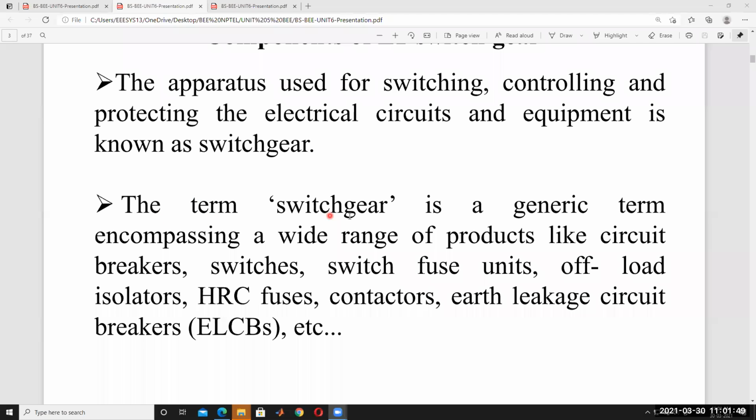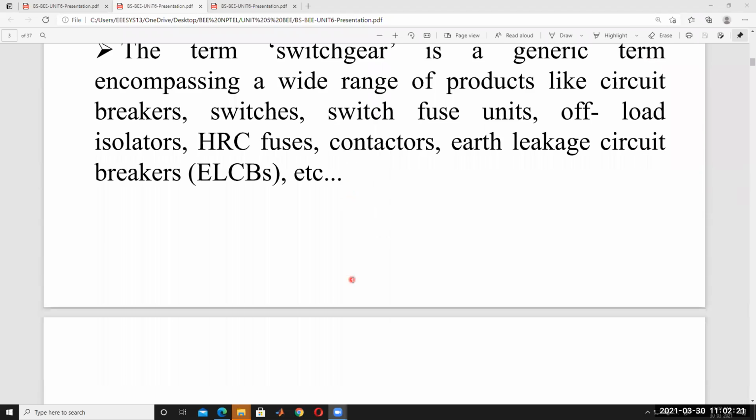The term switchgear is a generic term encompassing a wide range of products like circuit breakers, switches, switch fuse units, off-load isolators, HRC fuses. HRC is nothing but high rupturing capacity fuses, and contactors, earth leakage circuit breakers ELCBs, MCCBs, MCBs. These are the different types of switchgear units. And then next, the fuse.